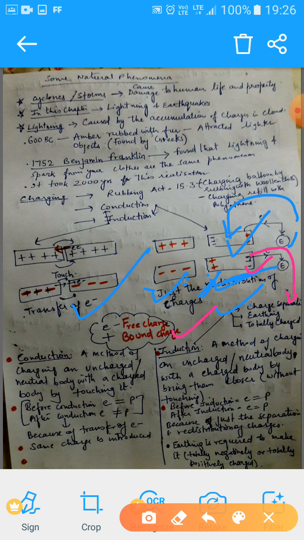And in case of induction, there is no physical contact between the charged and uncharged body, and later on, after performing induction, the uncharged body acquires the opposite charge. For example, if we bring it near a positively charged rod, this body will get negative charge. If we push it closer to a negatively charged body, it will definitely acquire positive charge.